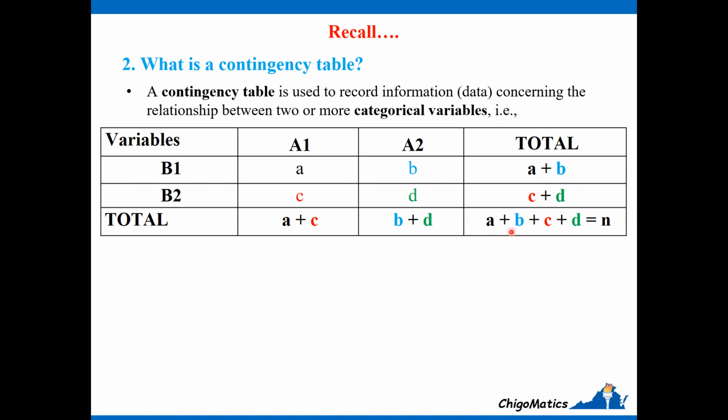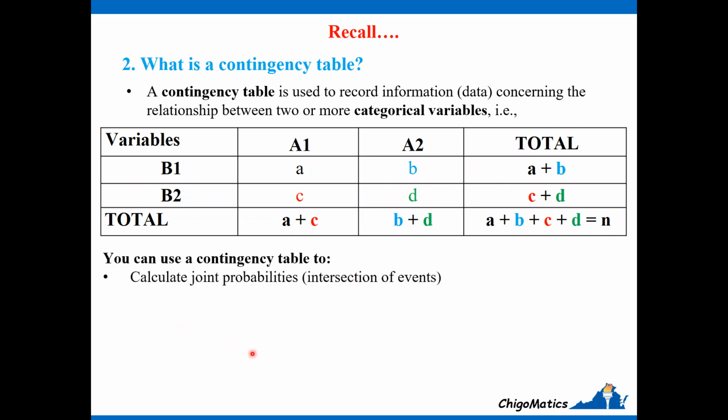Then what is important now is to get the number of elements in the whole set. If I add the totals of B1 and B2, they should give me the total. If I add the totals of A1 and A2, they should also give me the same total. I've equated this total to N, so that I'll work with N as the number of possible outcomes in the set. So you can use a contingency table to calculate joint probabilities.